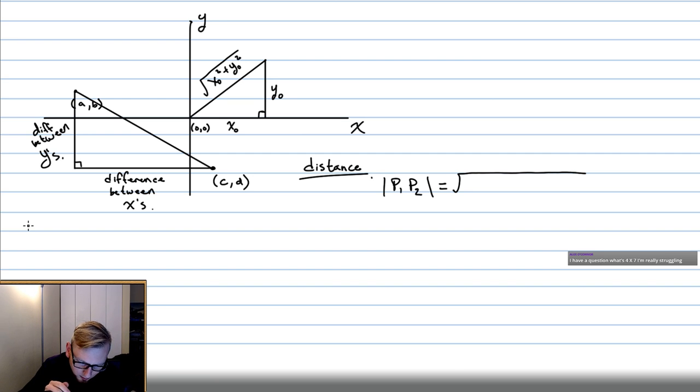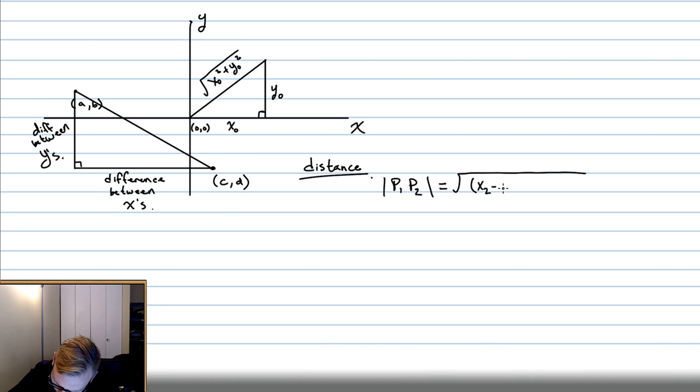So the difference between y's and the difference between x's is just like this formula in here. So we've got x2 minus x1 squared plus y2 minus y1 squared. We could also have the distance formula extend to 3 dimensions or 4 dimensions, and we just add each dimension to it. By the same logic, there's triangles in 3 dimensions, 4 dimensions.